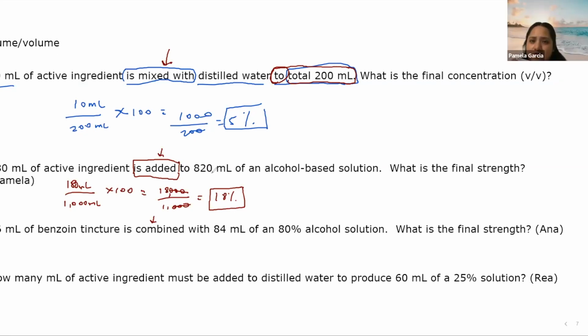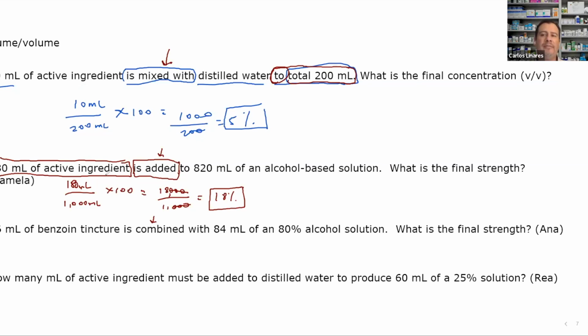Yes, but I'm just a little confused. Which part are you confused on? I'm confused where you said that you add the 180 and the 820, which makes 1,000, right? Yes. And then you put it over. So what is the first number that you put on top of the 1,000? It's always the active ingredient. Yeah, but 180. 180 is the active ingredient.